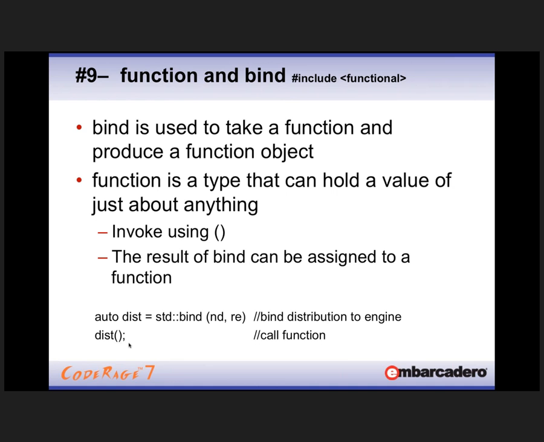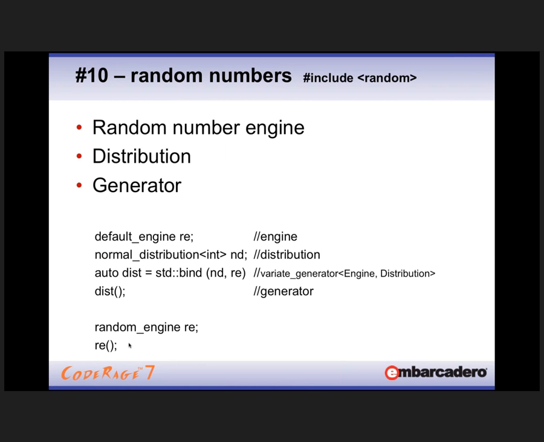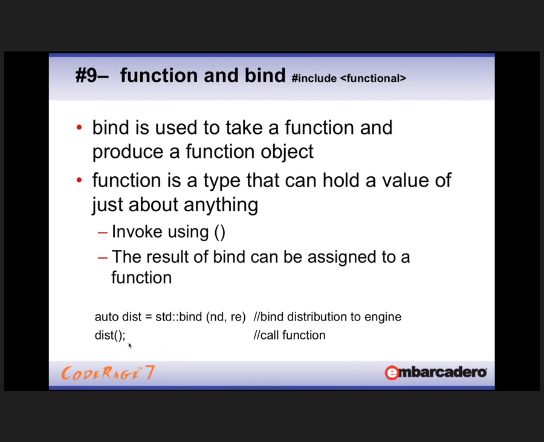So number 9 for me right now is binding and functions. So binding is the ability to take a function and produce a function object. And one thing I want to point out, by the way, is that some of these are library features and some of these are language features. In this case, these are both library features.